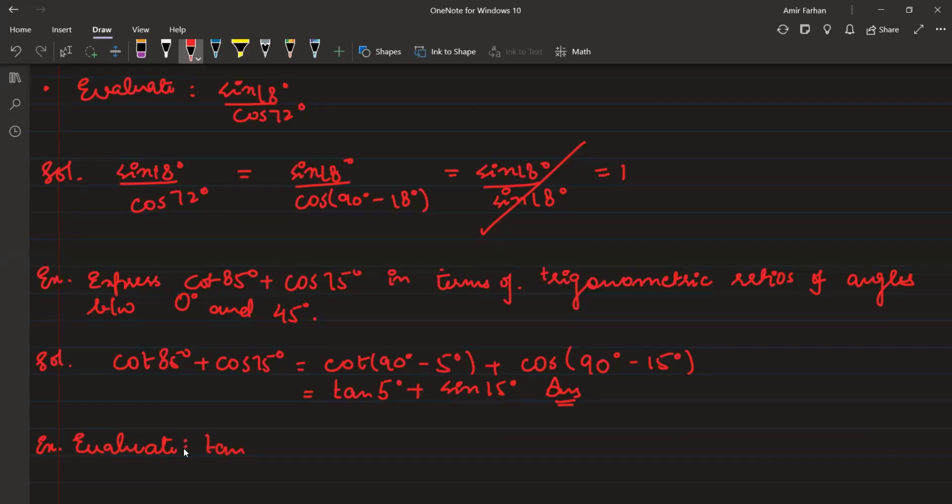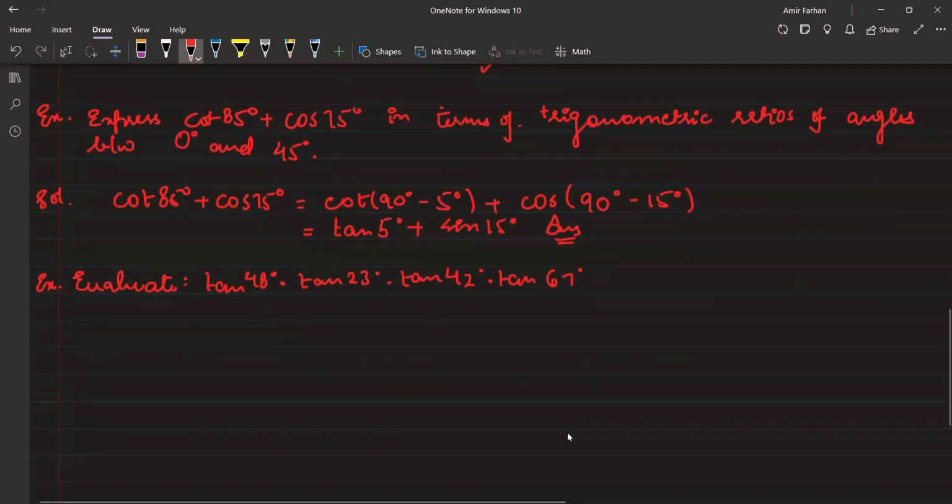tan 48 degree, tan 23 degree, tan 42 degree, tan 67 degree. Adil, I'm giving you 2 minutes to solve it in your notebook and let me know the answer. Just do this and let me know.